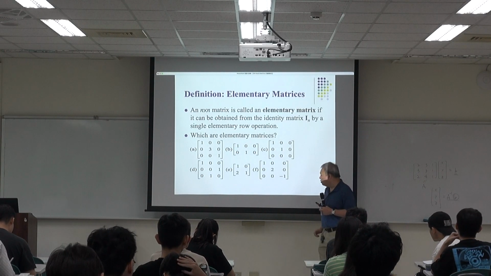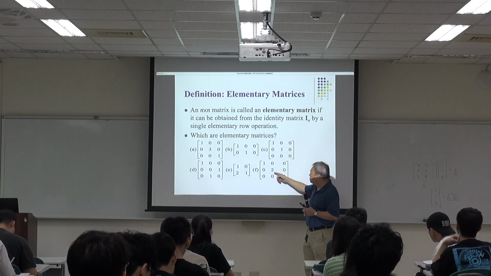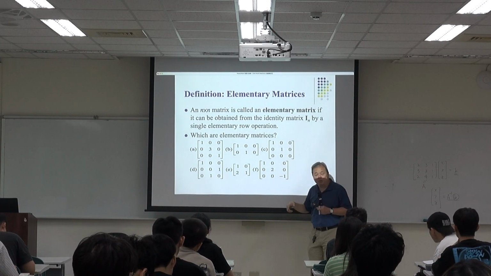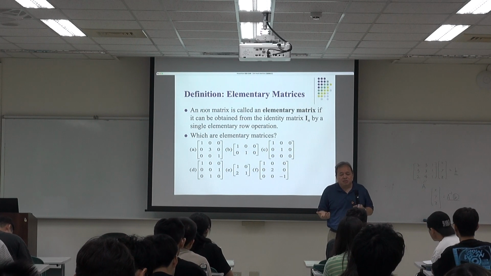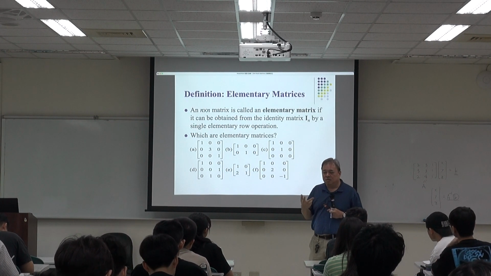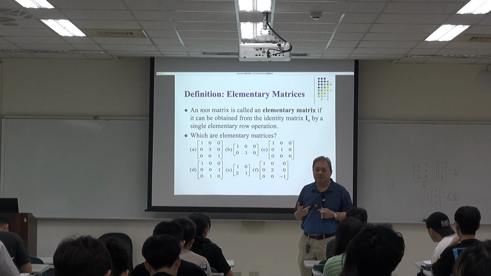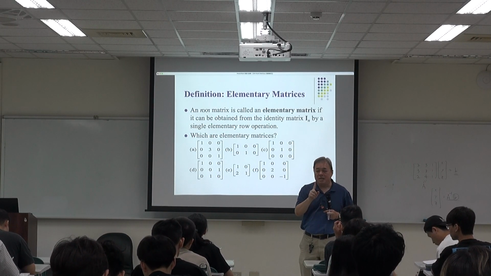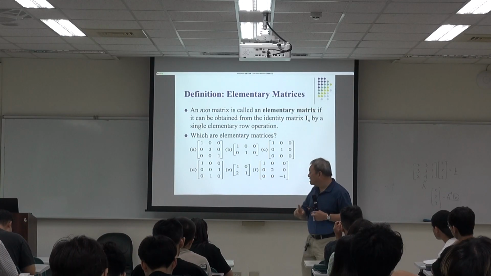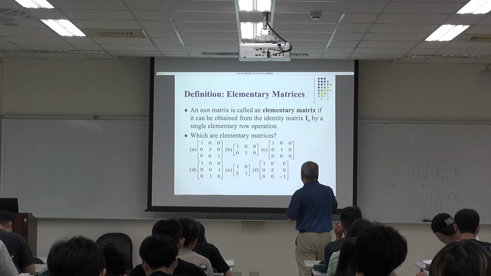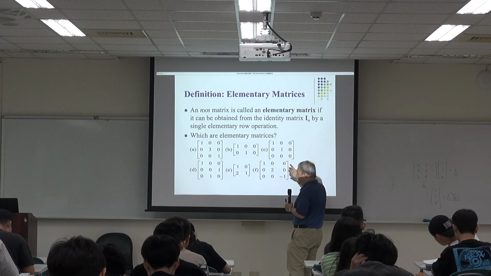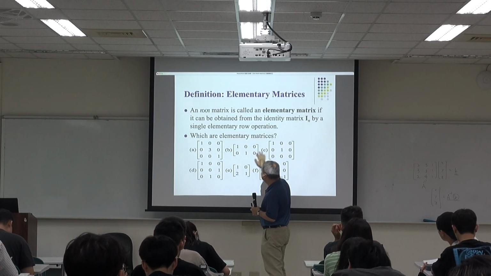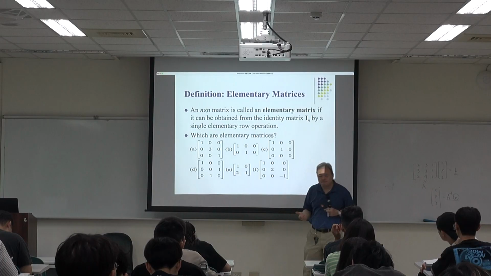F is not. Why? Because here we need to multiply the second row by 2, and we multiply the third row by -1. But this will require 2 consecutive elementary row operations, right? And we only allow 1. So this is not an elementary matrix. So the answer will be A, E, and E. Okay, the other 3 are not.